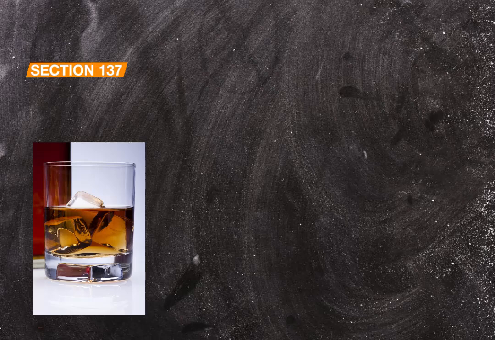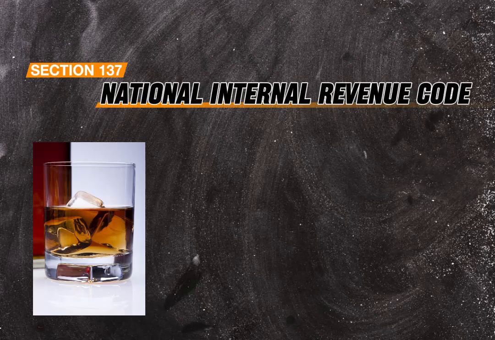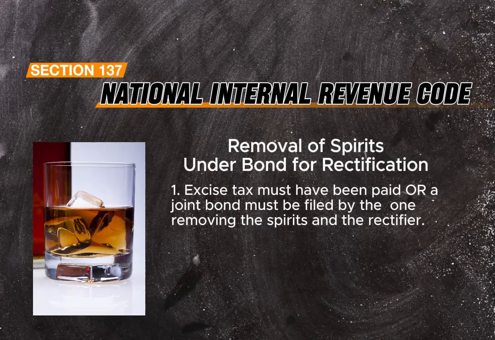What if you are a manufacturer of spirits like whiskey, are you allowed to transfer or remove your whiskey product to another facility to have it rectified? Before you can do so, the excise tax on your rectified whiskey must be paid for. But you may opt not to prepay the excise tax on this product by filing a joint bond with the rectifier, and such bond is conditioned upon the rectifier's payment of the excise tax on the rectified whiskey.